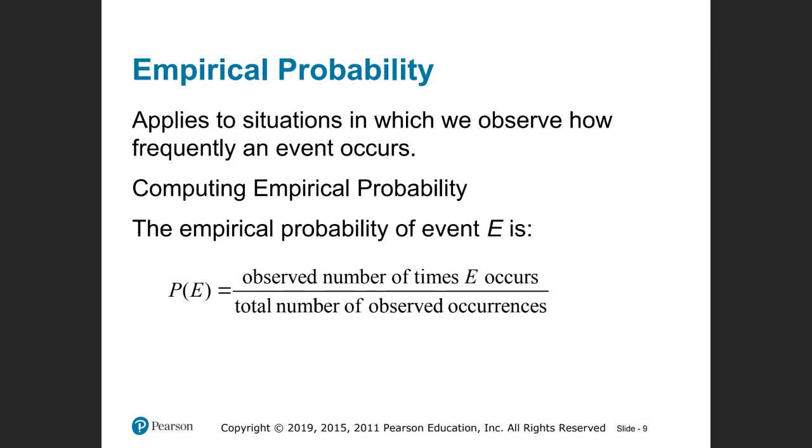Empirical probability. This applies to situations in which we observe how frequently an event occurs. The empirical probability of event E is the observed number of times E occurs divided by the total number of observed occurrences.